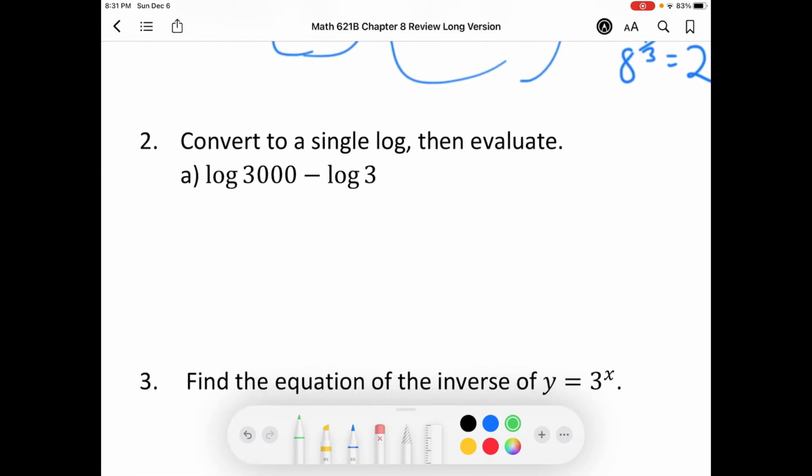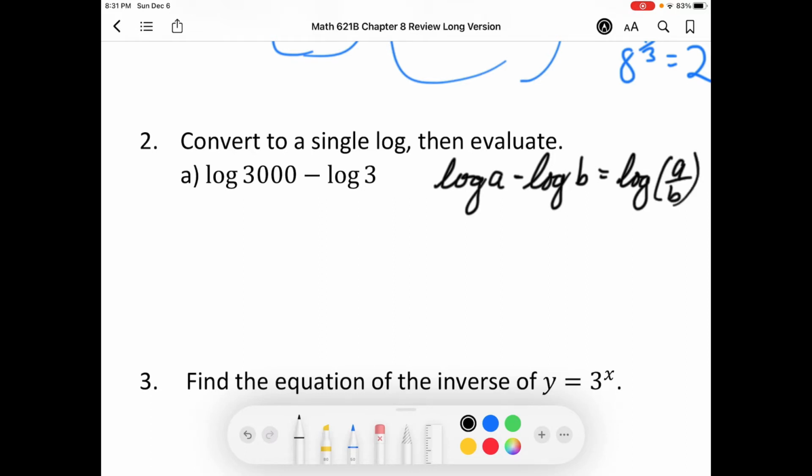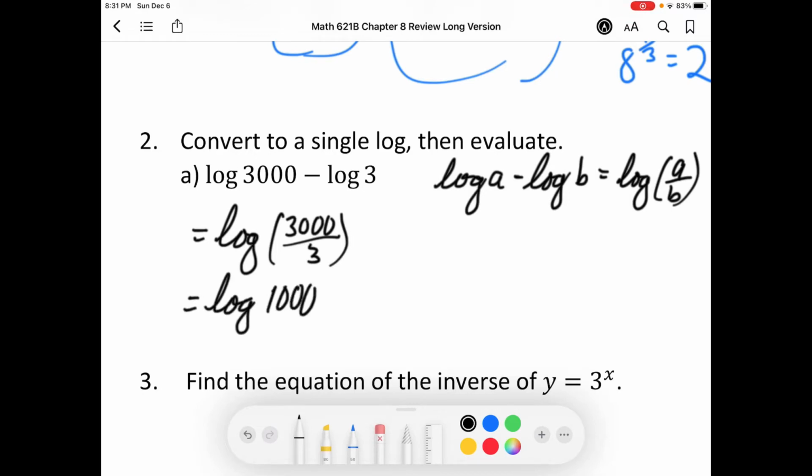All right, next question. Convert to a single log, then evaluate. So this is asking us to use our log laws. And one of our log laws is this. Log A minus log B is the same thing as log of A over B. That's the quotient rule of logs. So this is going to give us, as a single log, log of 3,000 over 3, or log of 1,000. Whenever there's no base shown, the base is assumed to be 10.